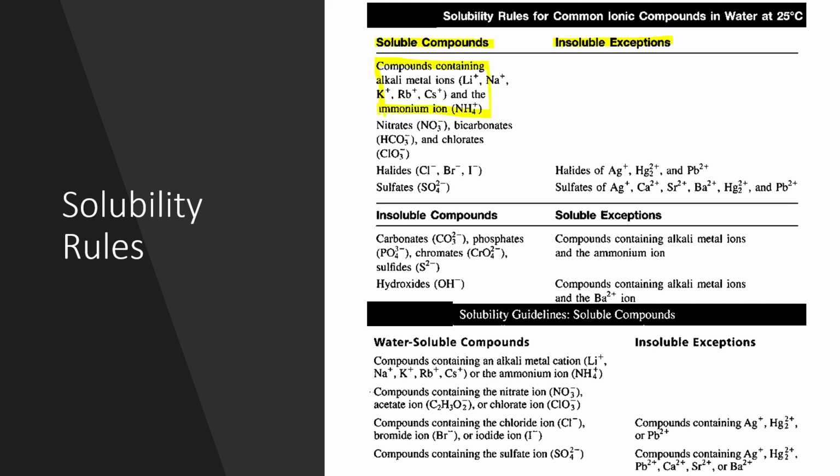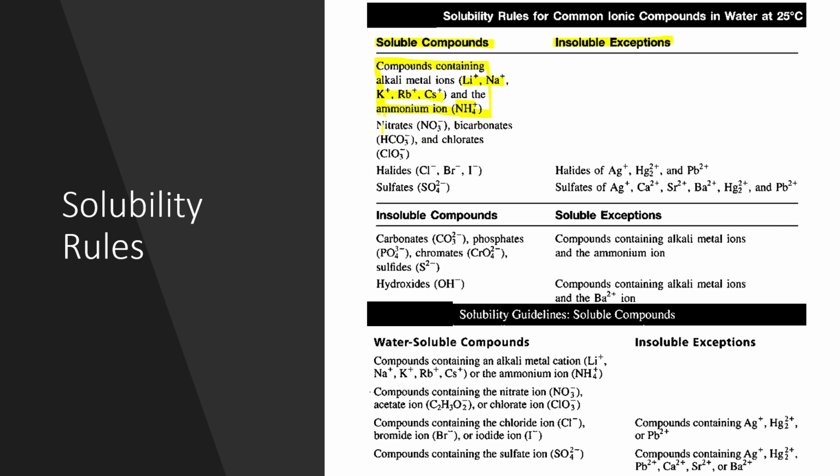So here it says, if the metal ions in the ionic compound belong to group 1, which means lithium, sodium, potassium, rubidium, and cesium, along with ammonium ions, if any of these positive ions are present in an ionic compound, it will always be soluble in water. That's something that you may want to keep in mind all the time. Group 1 metals from the periodic table and ammonium, all the time their compounds are soluble in water.